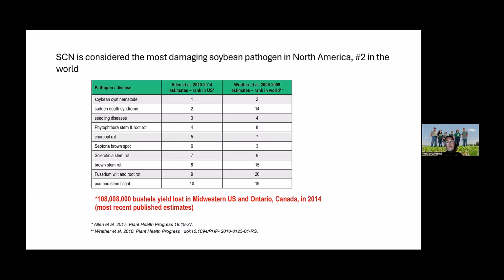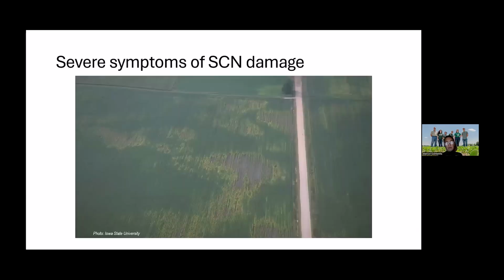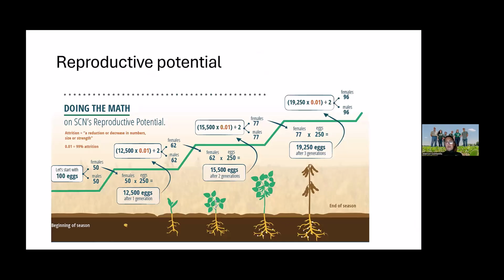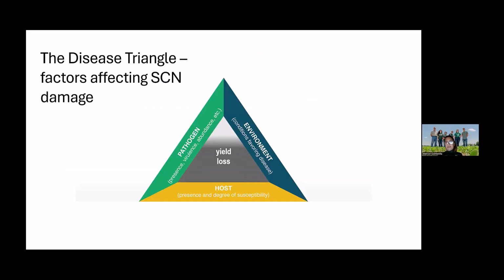So soybean cyst nematode is the most damaging soybean pathogen in North America. It takes the most yield as a pathogen. It's a serious problem in North America. You can see some symptoms there. And it reproduces quickly. I'm not going to go through all the details.